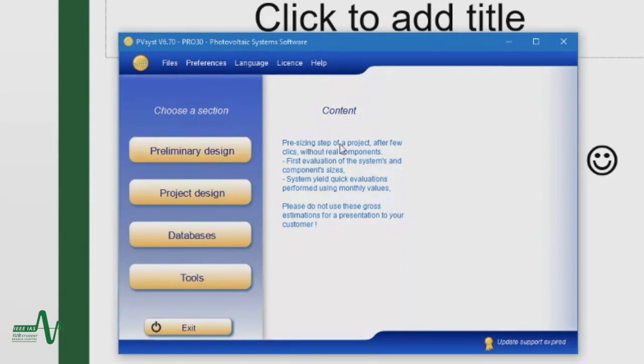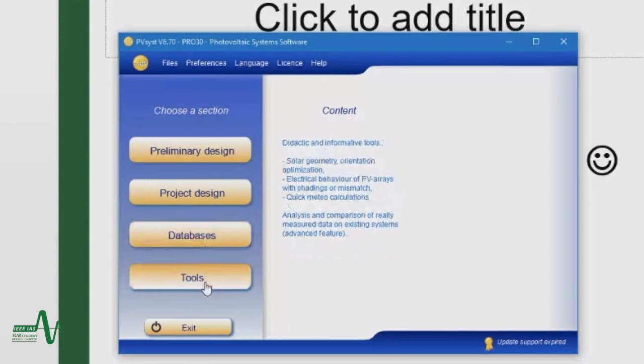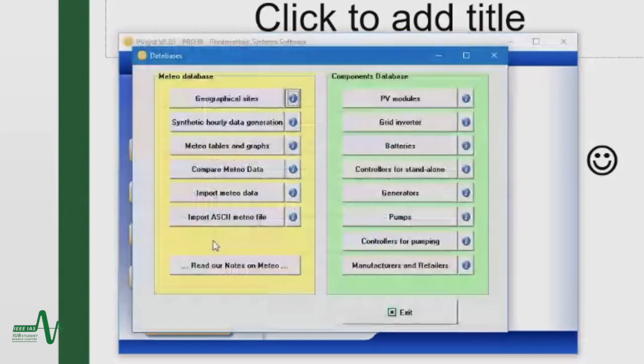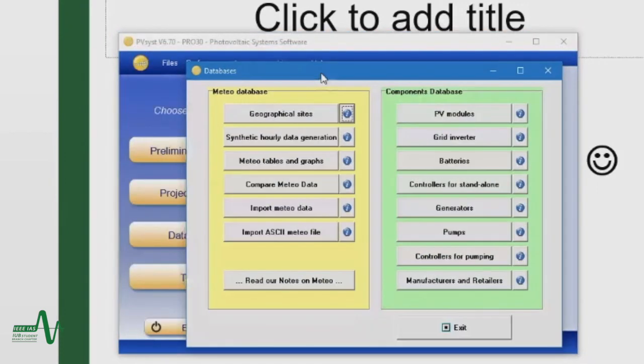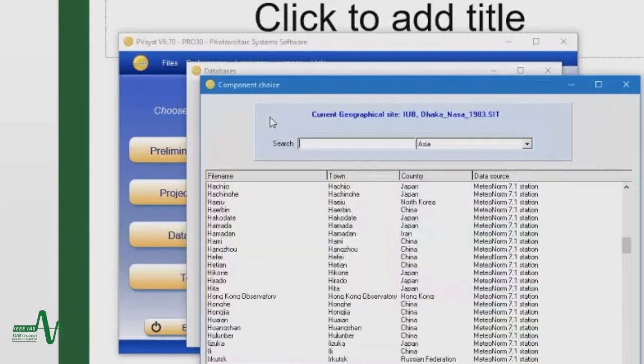So let's come to these sections. What are we going to do? We are going to design an on-grid system, or grid inverter system. Here, as you can see, there are some options like preliminary design, project design, databases, and tool option. First of all, we have to go to the database option. Why will we go to the database option? Because we have to include the geographical attributes in this system. We have to feed all of the geographical information of our selected place into this software. So first we have to go to this meteo database, geographical sites.